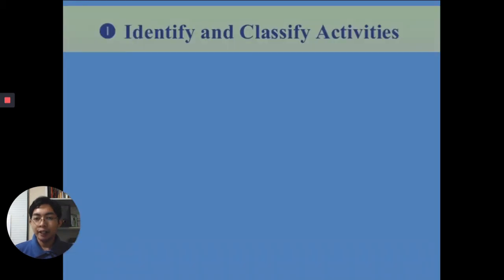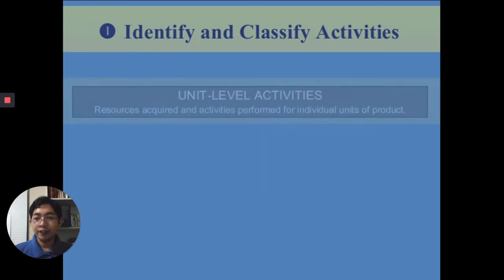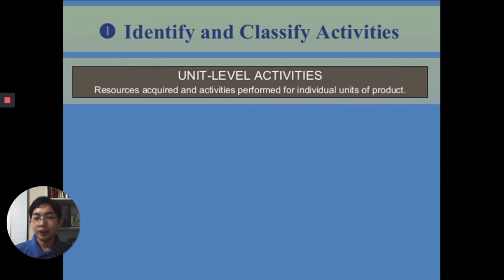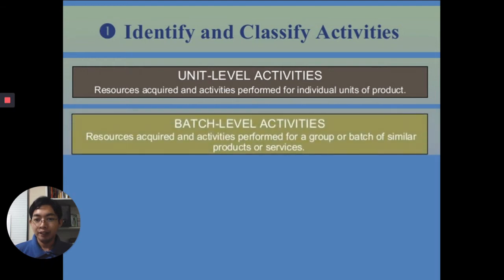Now, how do we identify and classify activities? There are 4 levels of activities. First, we have the unit level activity. Resources are acquired and activities performed for individual units of product. Next, we have the batch level activities. Resources are acquired and activities performed for a group or batch of similar products or services.